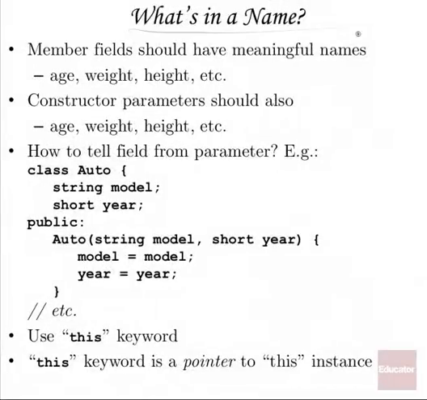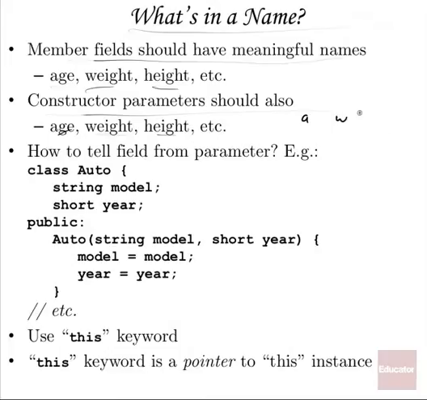All right, what's in a name? So we have a constructor with parameters. Your member fields should have meaningful names: age, weight, height, etc. Your parameters on your constructor should also have meaningful names: age, weight, height. Now, I've been using examples all over with the first letter. If it's age, I've been using A for the parameter. If it's weight, I would use W. That's not a good practice, but for the purpose of the class, I've been taking shortcuts.